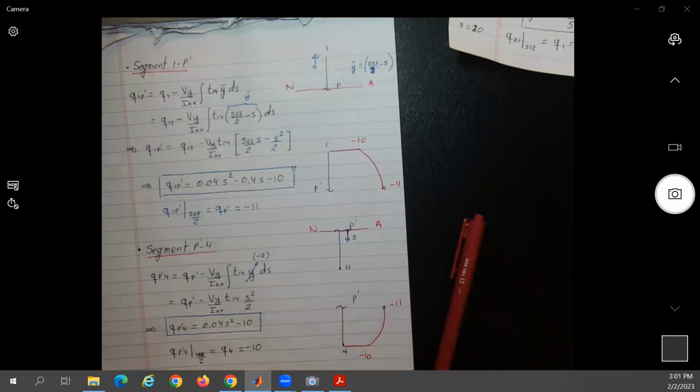Hold on one second. I want to look at something here that is correct. We just did Q4. Let me activate this one, see if I'm looking at the right one. On the MATLAB, here we go. Let me rerun it. Okay, so Q4 is 0.004 S squared minus 10. Okay.